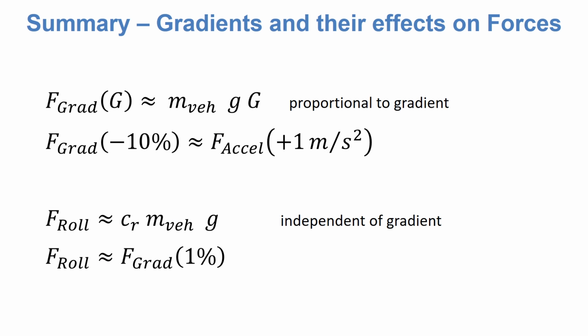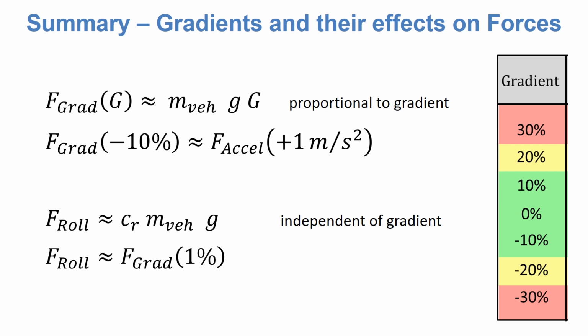Summary. In this video you have learned that gradient force can be approximated as proportional to the road gradient. A -10% gradient leads to a force sufficient for +1 meter per second square acceleration. Rolling resistance is approximately independent of the road gradient, and rolling resistance force has a similar effect on the vehicle as a constant 1% uphill. Road gradients typically stay within ±10% on most roads, but steep road gradients up to 20% occur. More than 20% can occur, but is considered to be extreme.